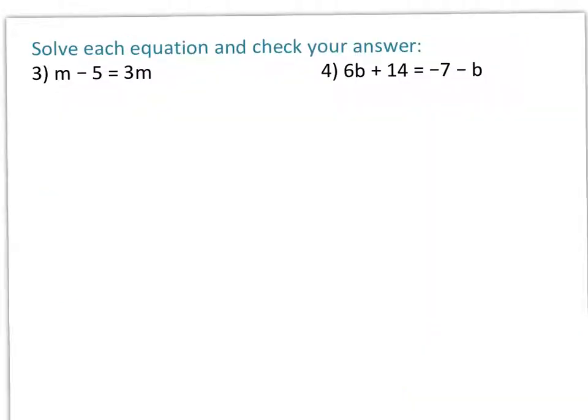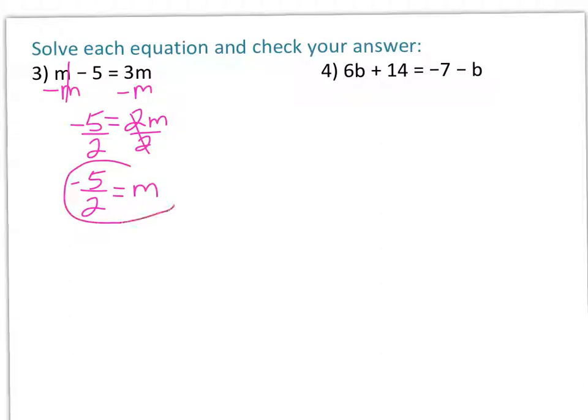All right, let's do some more. In number 3, the 3m is by itself, so I'm going to bring the 1m to that side. Now you always go by the sign in front of the number to know whether you're going to add or subtract. So since m is positive, I'm going to subtract m. So we're left with negative 5 equals 2m. Divide both sides by 2. 2 does not divide evenly into 5, so you can leave it negative 5 halves. You can write it as a decimal since it's a decimal that terminates, but leaving it as a fraction is perfectly fine.